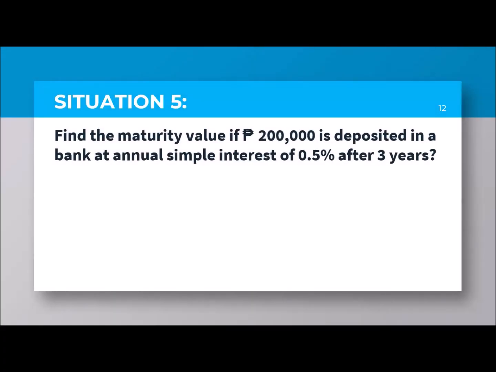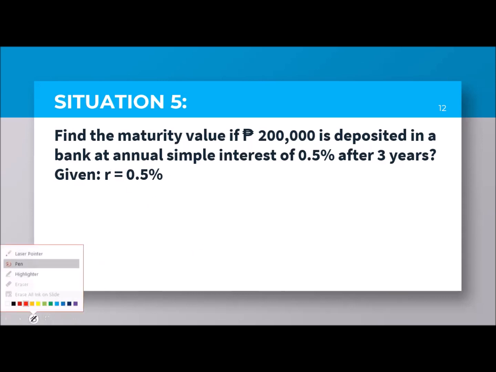So, let us now proceed in our situation number 5. Find the maturity value if 200,000 pesos is deposited in a bank at annual simple interest of 0.5% after 3 years. So, it is quite similar with our situation number 1 a while ago. Mamaya papakita ko sa inyo kung paano siya naging related. So, mag-solve muna natin ito, maturity value, ano yung total amount kasama na magkasama si principal amount at saka yung interest amount.